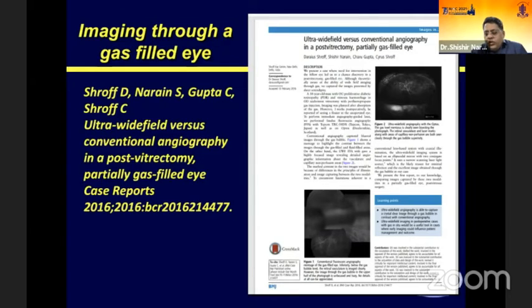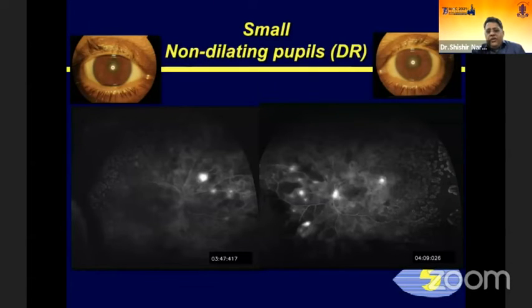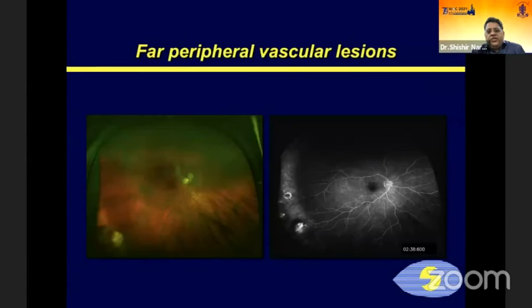This is a 2016 publication of angiogram in a patient who had surgery for proliferative diabetic retinopathy, and we could see the retinal status. These are very small pupils. You don't know what is really happening, but when you do the angiogram, you can see that it still requires laser augmentation. Far peripheral lesions, like the angiomas Prashant had shown beautifully, can be delineated very beautifully by ultrawide field.